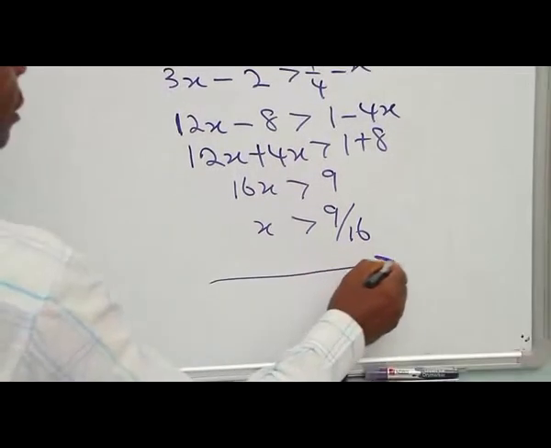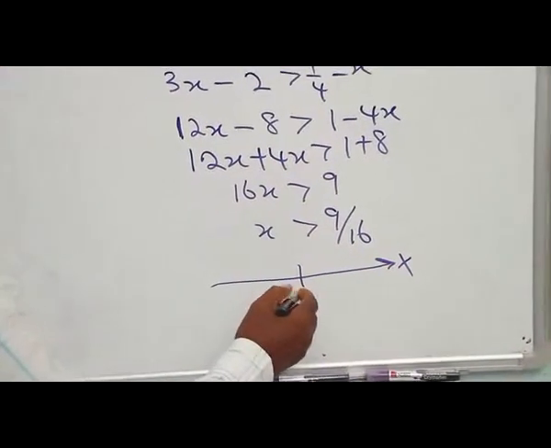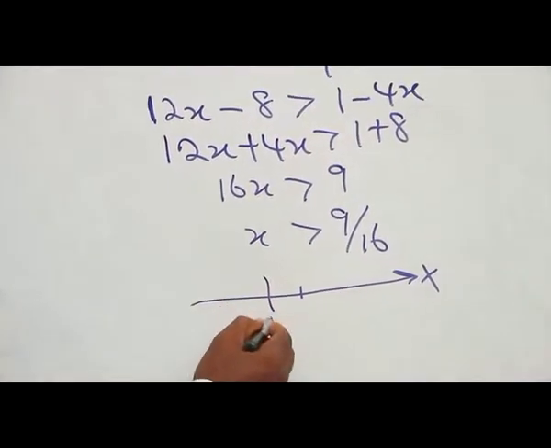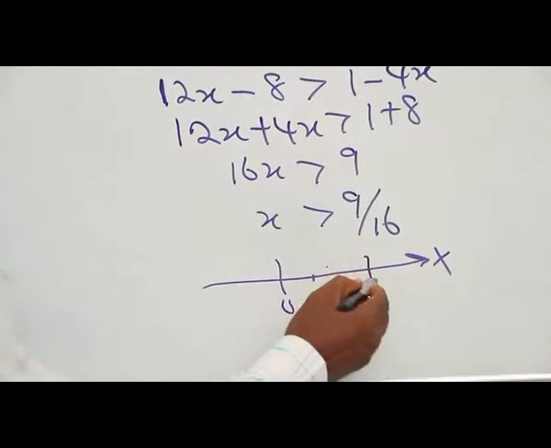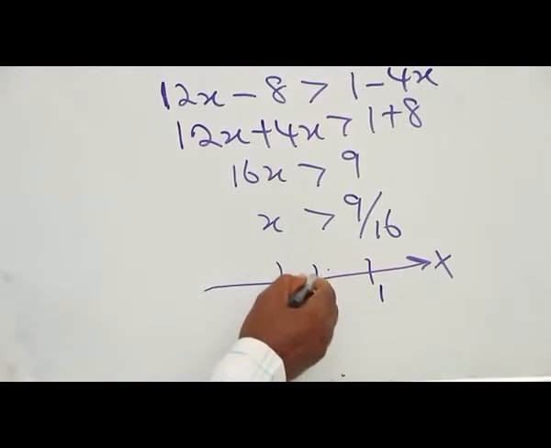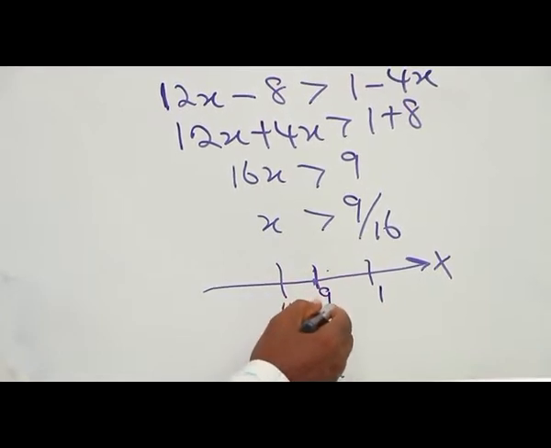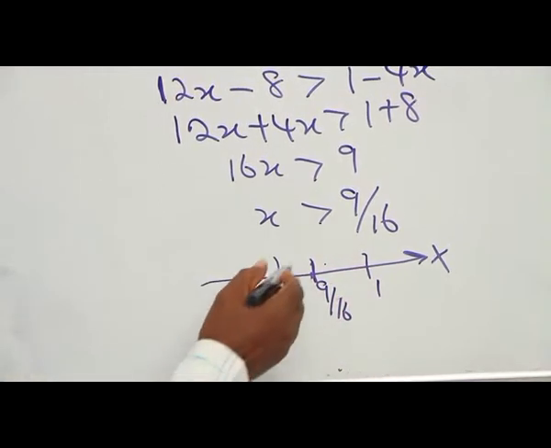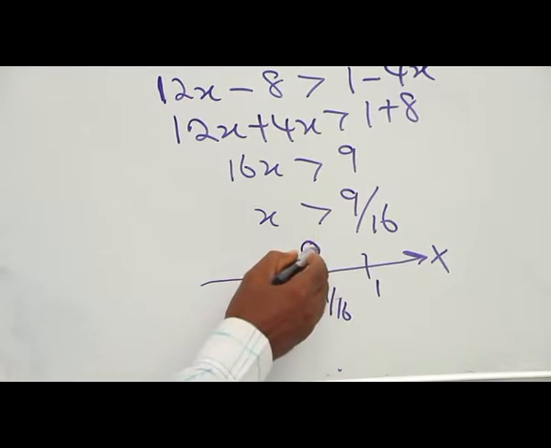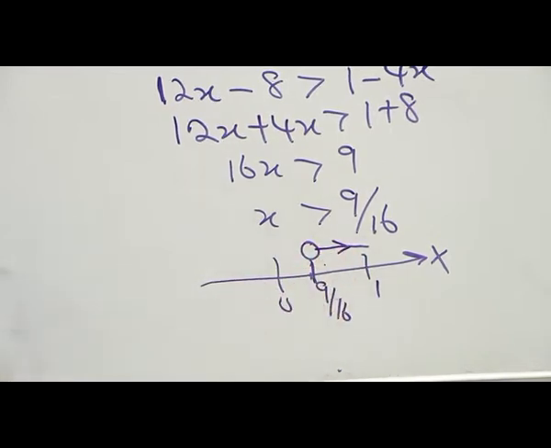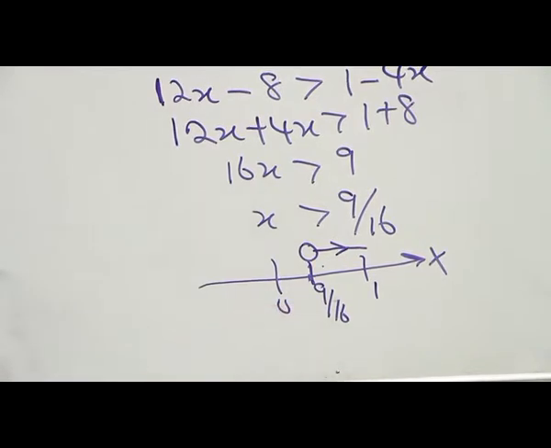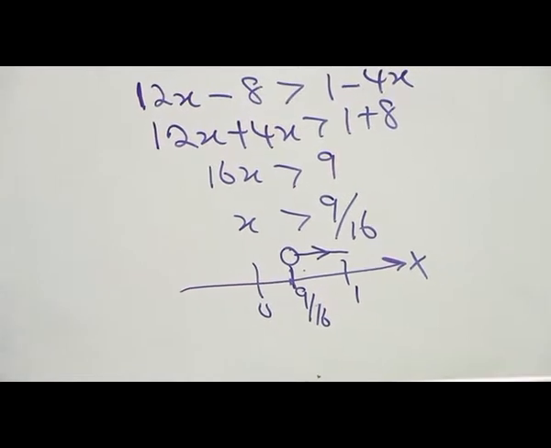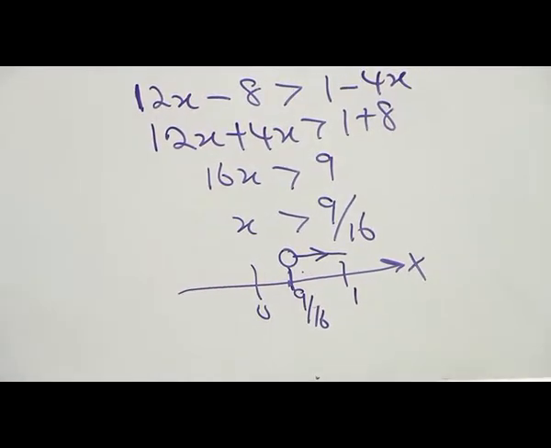If you have to represent this on a number line, you just mark a point there. Let's say this point is your 0, and then this point here, let's say it is 1. Maybe here is 9 over 16. You have that. So you put your circle there and you draw and indicate what you have. That gives you the solution to the problem. Graphical solution, algebraic solution. The range of values therefore is s greater than 9 all over 16.